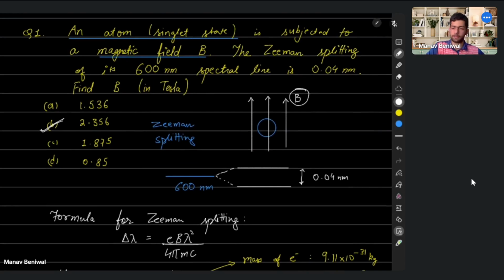From this question we can see that to get a splitting of 0.04 nanometers, which is a very small number, right? It is a very small number, and therefore we need very good quality spectrometers to observe this effect, correct? So when we want to observe Zeeman splitting, we need very high magnetic fields. So 2 Tesla is a very high magnetic field.